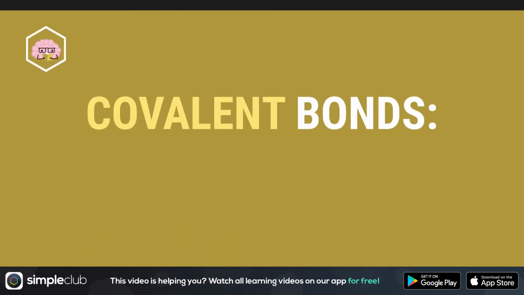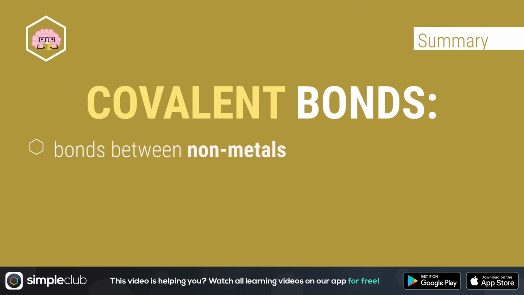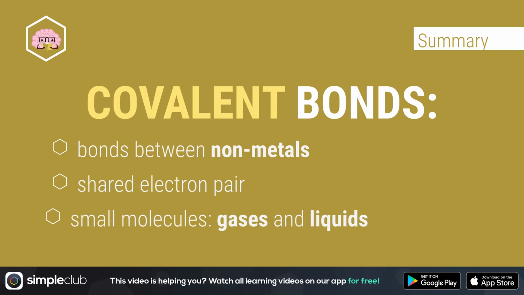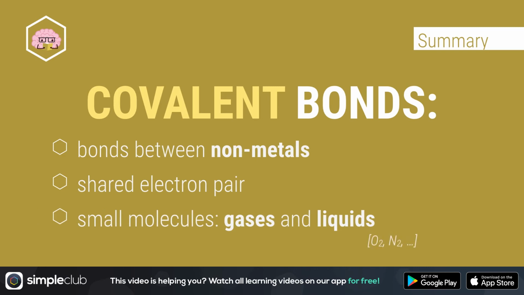Okay, let's sum all this up real quick. Covalent bonds are formed between non-metallic elements, where atoms share electrons to form electron pairs. Substances made up of molecules held together by covalent bonds tend to be gases or liquids, but sometimes solids too.